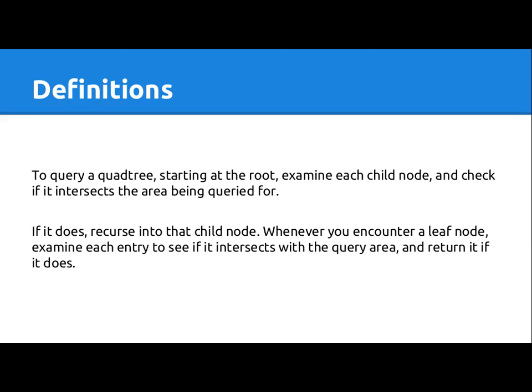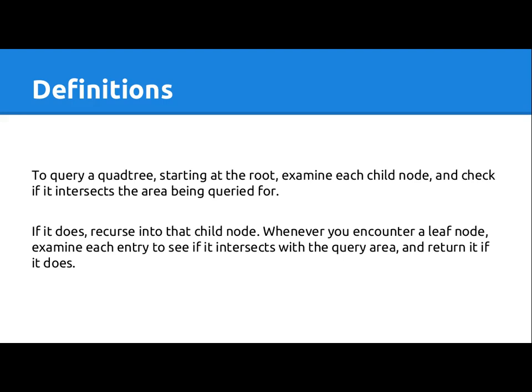To query a tree, aka where is this thing? Starting at the root, examine each child node and check if it intersects the area being queried for. If it does, recurse into that child node. Whenever you encounter a leaf node, examine each entry, and if it intersects with the area, return true, otherwise return false.